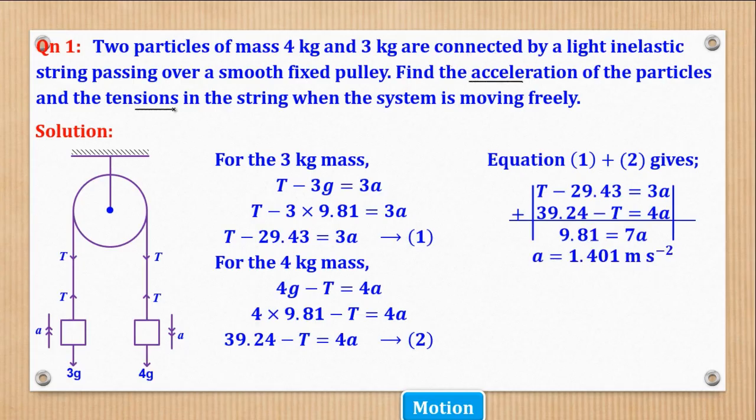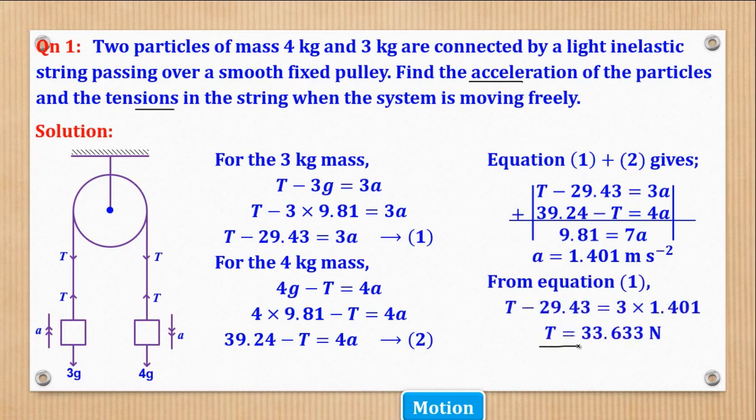Then they also wanted that tension. For tension, use either equation 1 or equation 2. If we use equation 1, we shall substitute for A and simplify to get the value of T. And that's what they wanted.